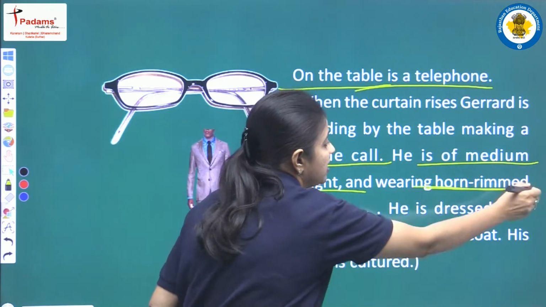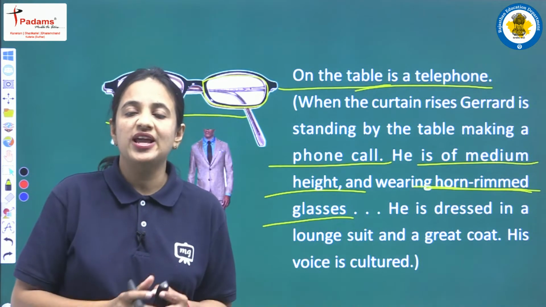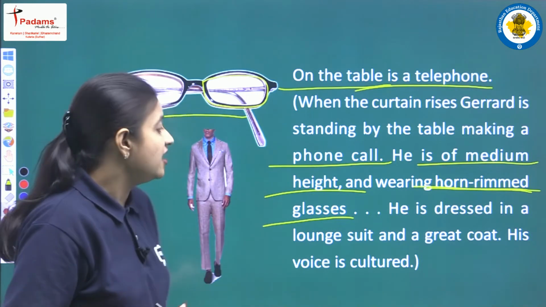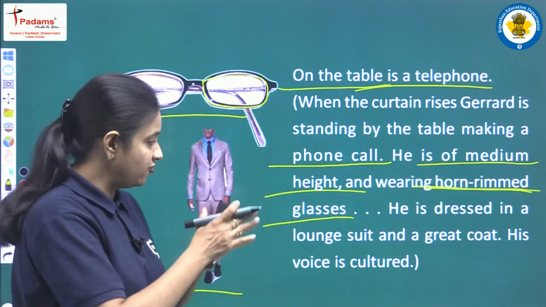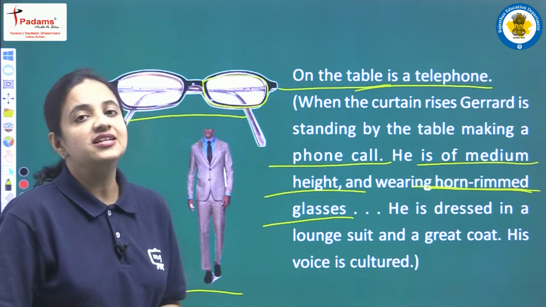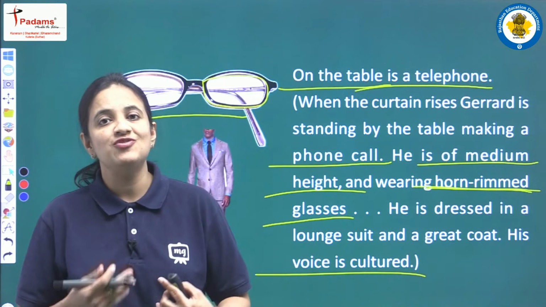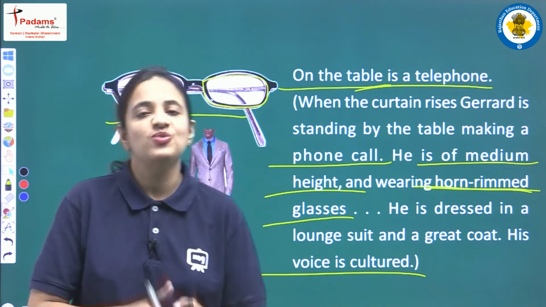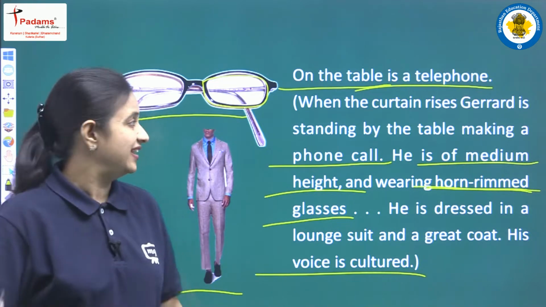Horn-rimmed is a particular kind of shape that we can see here in this picture. This kind of glasses are known as horn-rimmed glasses. So Gerald is wearing this kind of glasses and he is dressed in a lounge suit. In this picture you can see a lounge suit. Gerald is also wearing this kind of lounge suit and he has a great coat over that suit, and his voice is cultured. So what does cultured voice mean? It means his voice is very refined, very polite, full of manners and etiquette. Now Gerald is there on the stage. We are able to see his physical appearance and his dressing style.